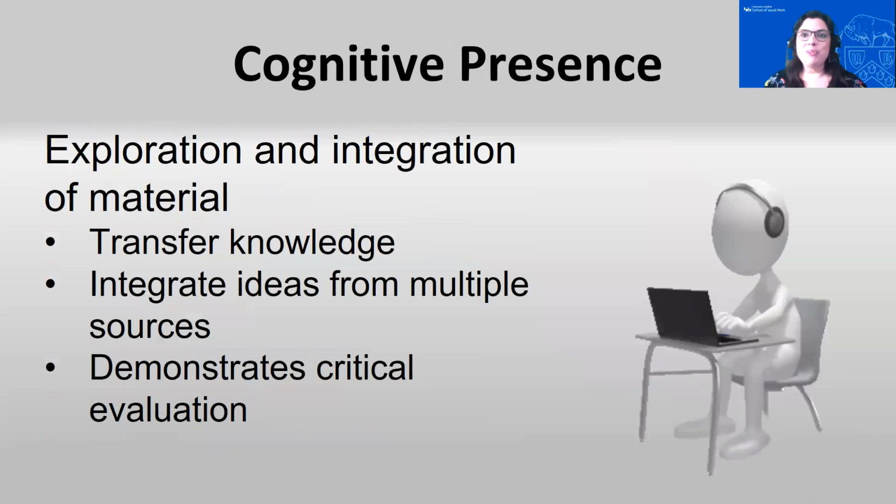Cognitive presence is what we think mostly about when we think about learning in an online classroom. And this is the relationship of the student with the material. So this is where we're looking for exploration and integration, knowledge transfer, that students are able to integrate ideas from multiple sources and that they're doing some critical evaluation. So, we're best trained to do this kind of activity, so it feels more familiar to us. But shifting that in ways that it also meets some of those social presence goals is not too difficult.